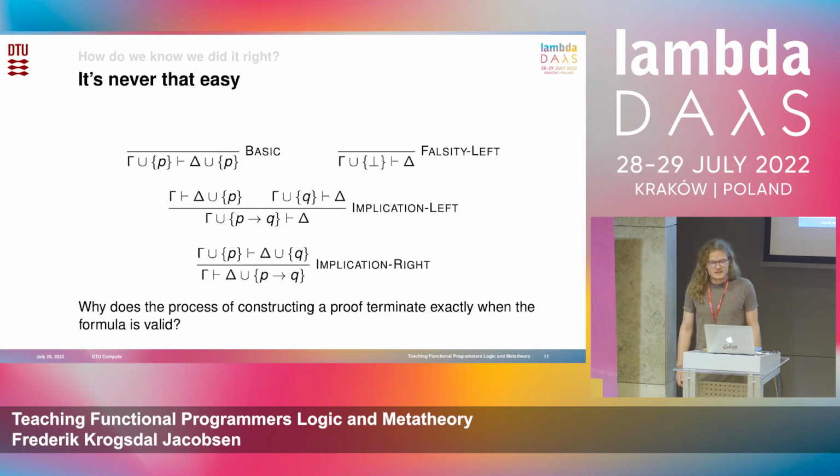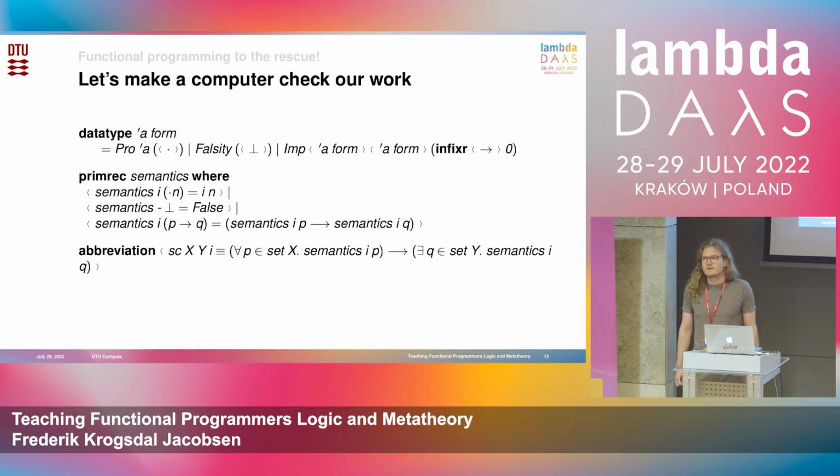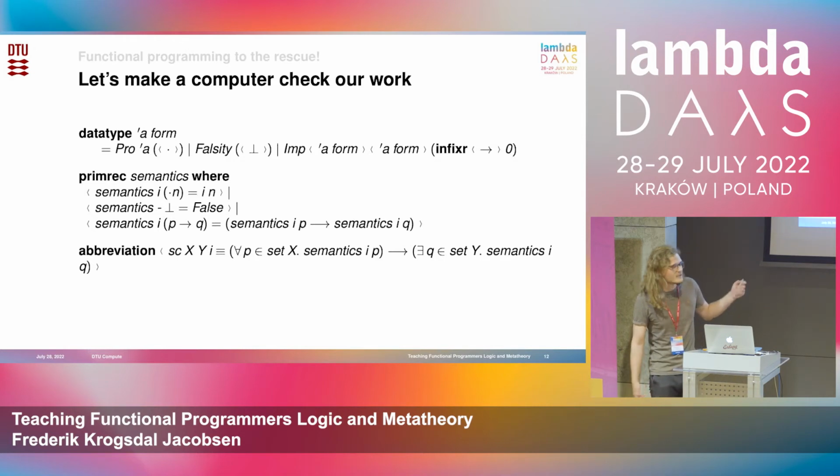Okay, so now let's get into the functional programming to make a computer actually check that this does hold. So we have a data type. It's the same data type as I just explained in an informal way. So again, we have propositions. They have some sort of name. We don't care what the type is. We have falsity, and we have implications. Then we have the semantics, which takes some map I and then just looks up n, the name, in I. Falsity is just always false.